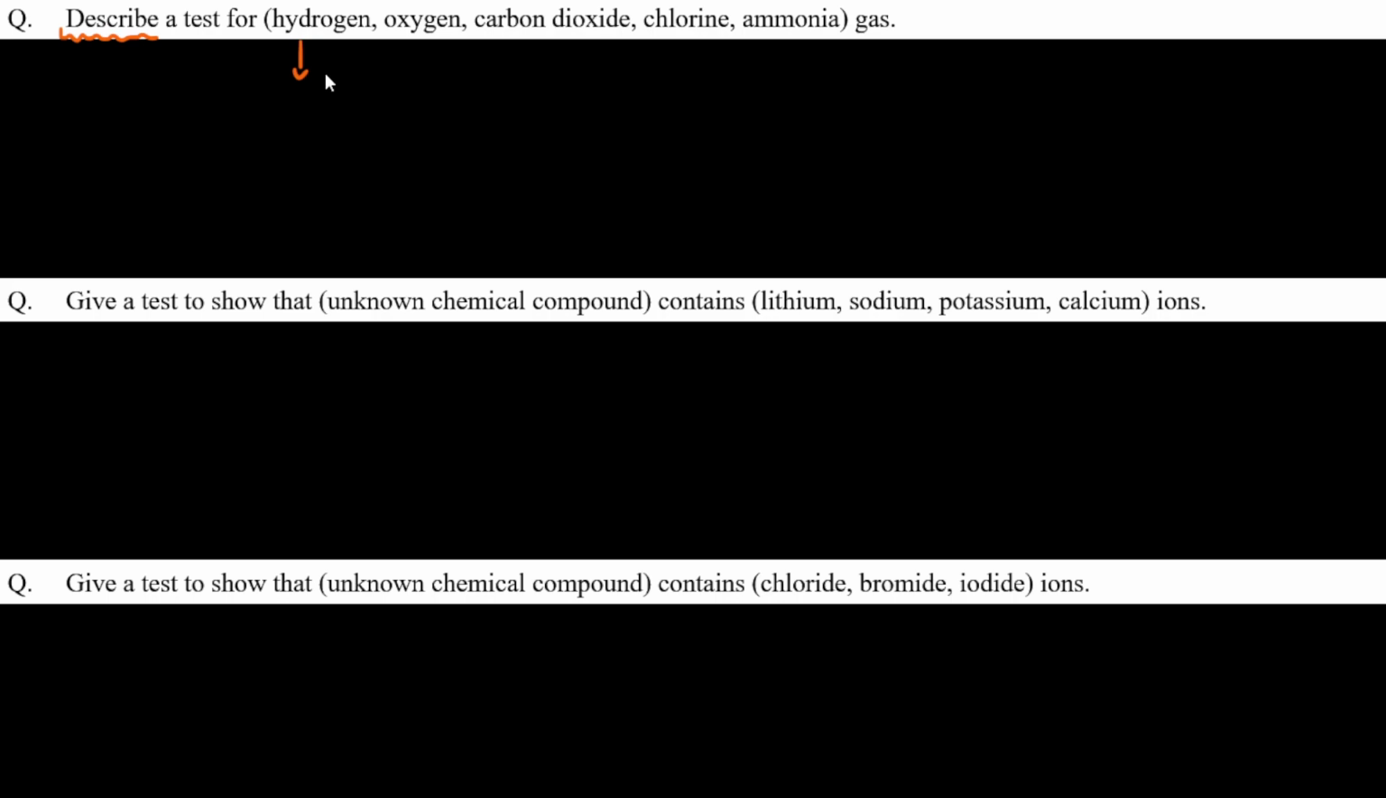If you are going to test for hydrogen, what you're going to do is take your splint near the mouth of the test tube. If the test tube involves hydrogen gas, it's going to explode with a squeaky pop. The hydrogen will explode with a squeaky pop.